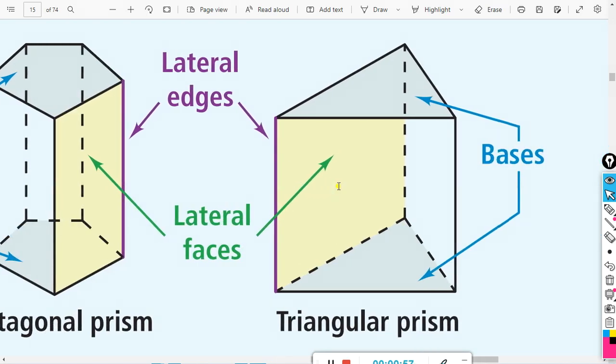All right, same thing with the triangular prism. You can see the bottom and the top, they're both triangles. That's why it's named a triangular prism. And the lateral faces that connect those are just rectangles. So that's what a prism is.